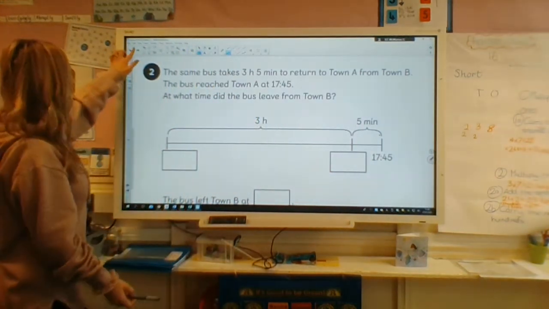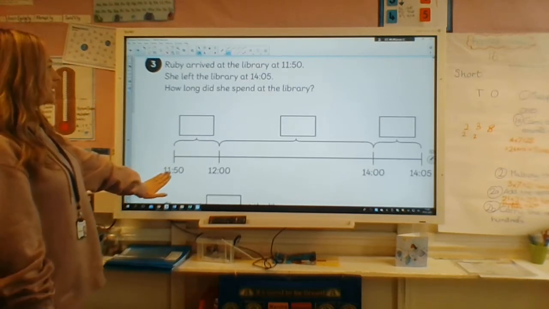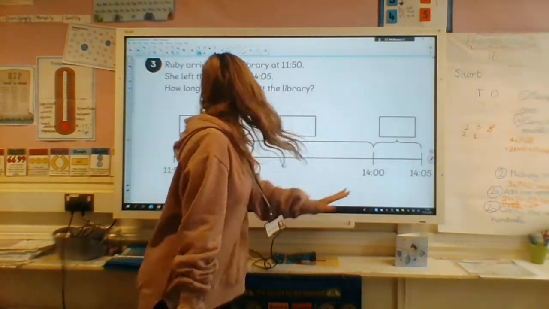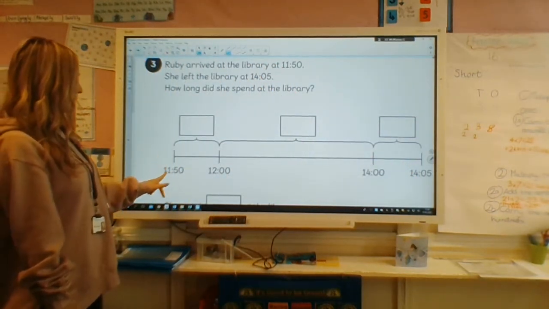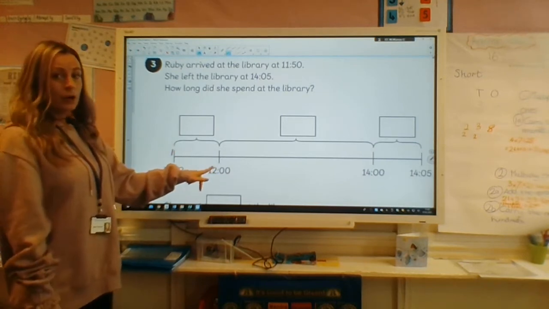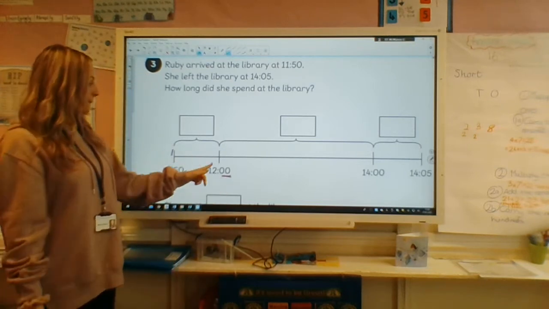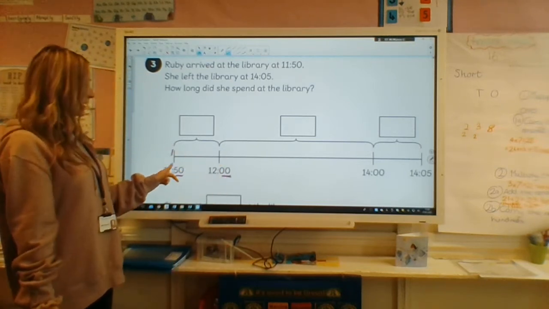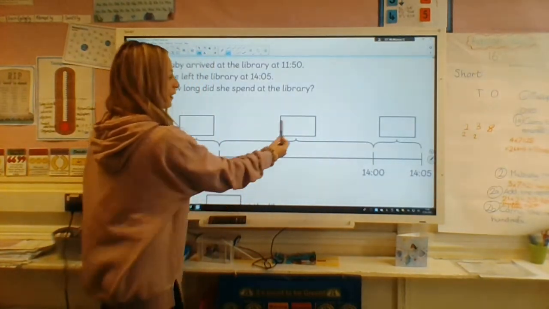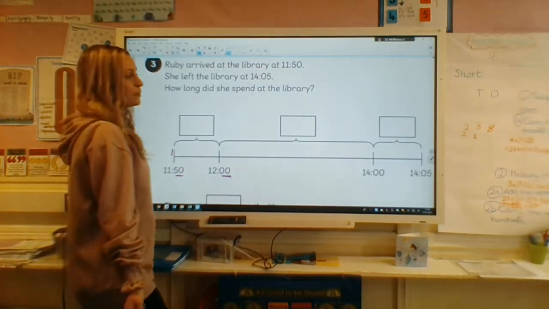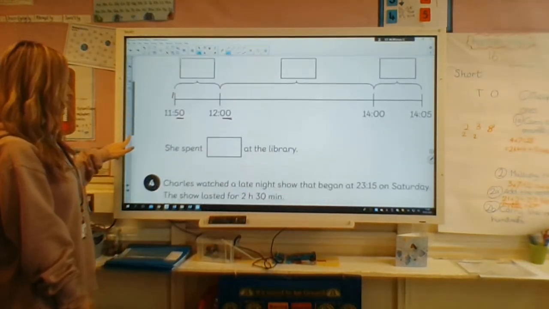Number 3, Ruby arrived at the library at 11:50. She left the library at 14:05. How long did she spend in the library? It's structured here for you. How many minutes is it from 11:50 to 12 o'clock? Remember, if the minutes are 50 and we're getting to 0, that means it's basically 60 minutes because it's the next hour. So think about how long that would be. And then from 12 to 2, how long is that in hours or minutes? And then from 2 to 2:05, how long is that in minutes?